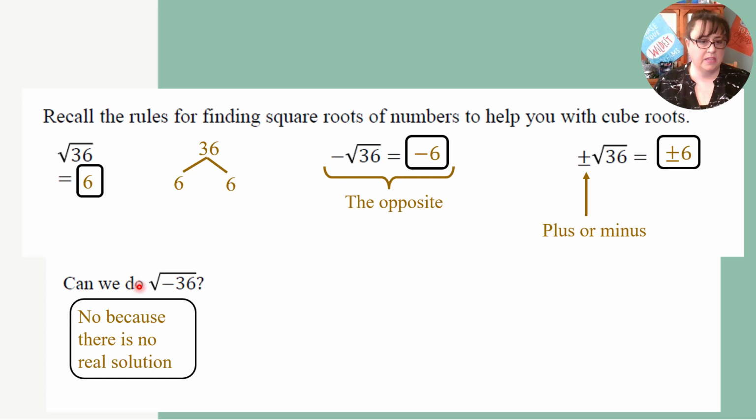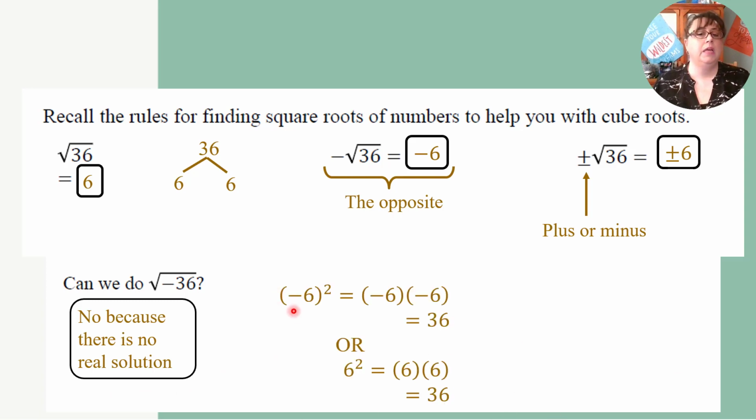So now this gets us back to this question. Can we do the square root of negative 36? And the answer is no, because there's no real solution. And why is there no real solution? Well, we have to remember that when we are doing squares, negative 6 squared is negative 6 times negative 6, which is 36. And 6 squared is 6 times 6, which is 36. And squares and square roots are inverses of each other. So there's no way for me to get negative 36 when I multiply the same number times itself.